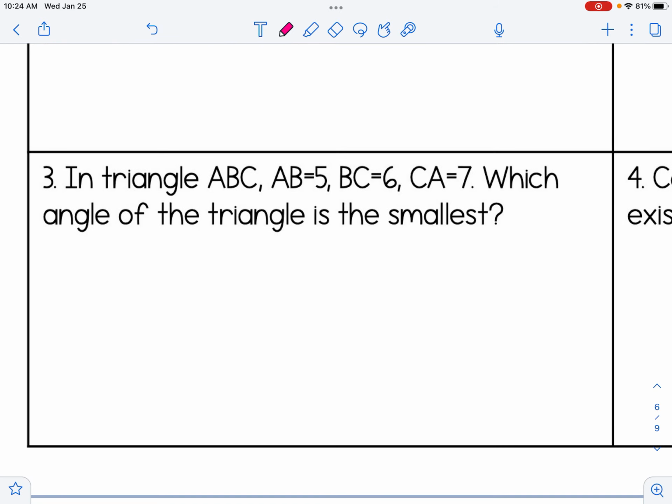Number 3, in triangle ABC, AB is 5, BC is 6, and CA is 7. Which angle of the triangle is the smallest? I would personally suggest drawing a picture out for this, and it's okay if your picture is not necessarily drawn accurately. We just want to be able to visualize what the smallest side is and the smallest angle in order to see which ones are opposite one another.